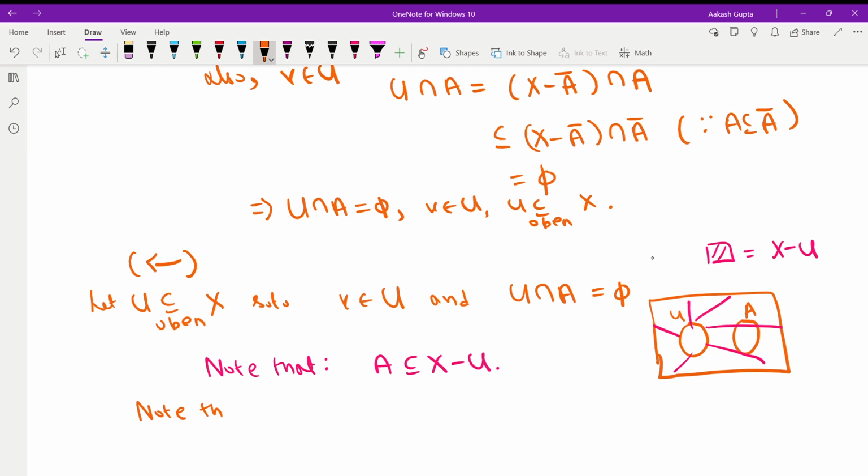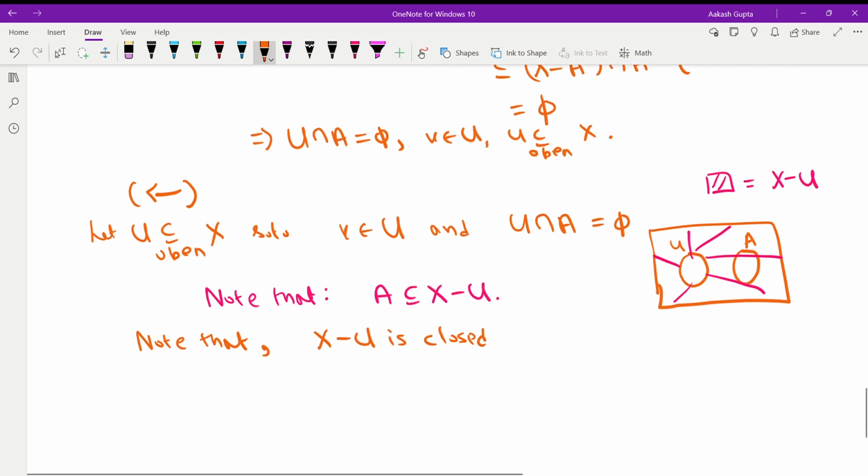Note that X minus U is closed. Why? Because U is open. So it is a closed set containing A. So this implies X minus U is inside where?